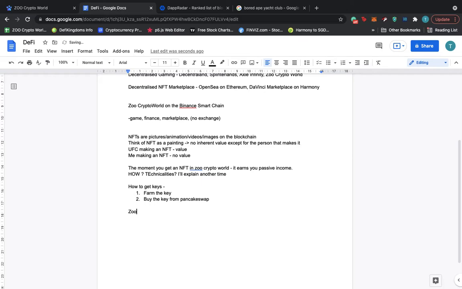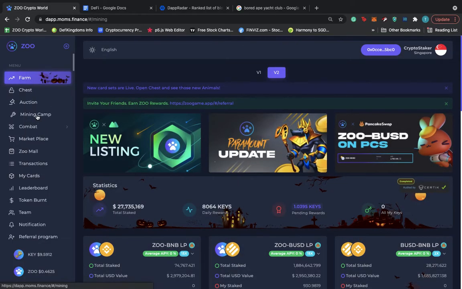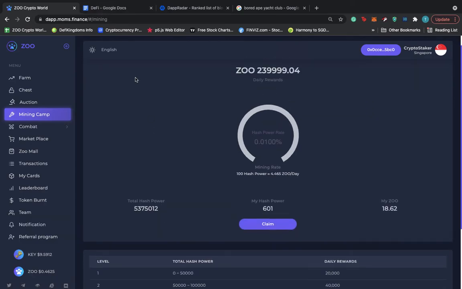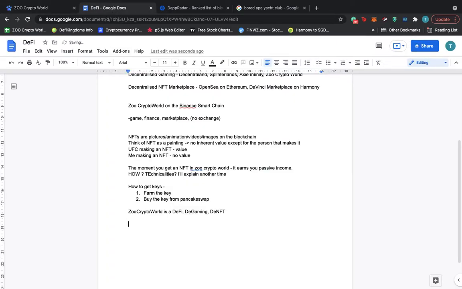So Zoo Crypto World is a decentralized finance, decentralized gaming, decentralized NFT. Right? People don't really write it like that, but I'll just write it like that. So it combines three of them, which is why I'm actually quite bullish about this game. And then key. How to play. Number one, get key.